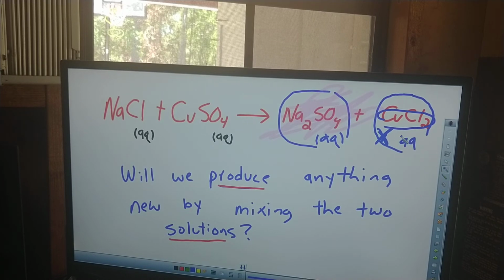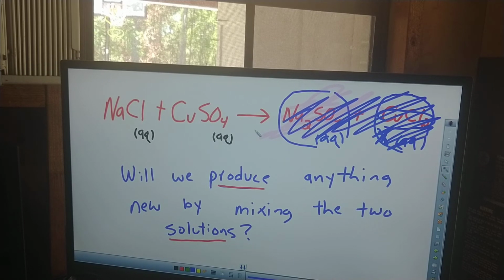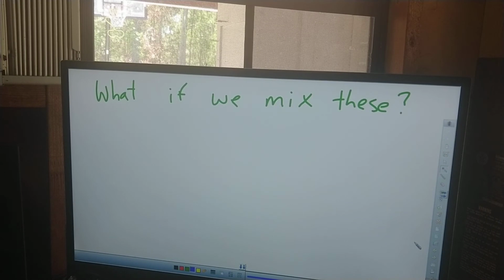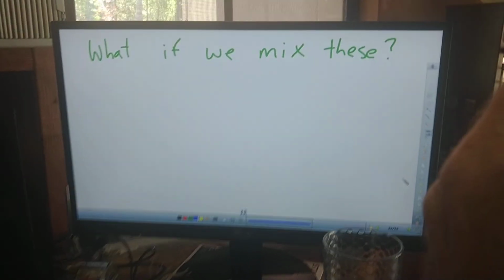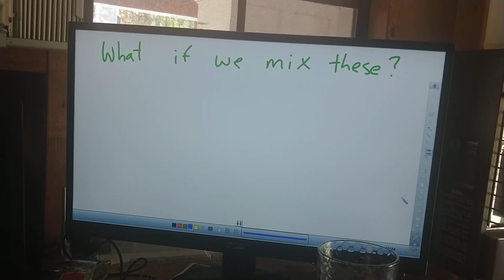So guess what? Nothing would happen. If you mix these two aqueous solutions, you're going to come up with nothing. You're not going to make anything that is insoluble in the water. That was a long video and boring, but it's necessary because tomorrow's lesson is going to involve some cooler stuff.